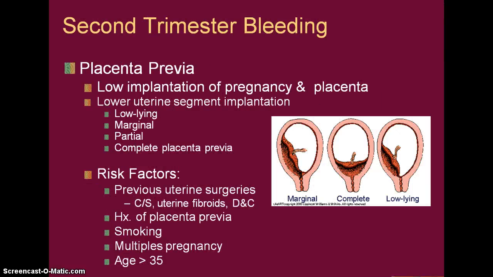In the second trimester, placenta previa is a cause of bleeding. This is a low implantation of the pregnancy and the placenta on the lower uterine segment. You see a picture here of various locations of implantation of the placenta, and risk factors for placenta previa are listed at the bottom. The low-lying placenta previa or marginal placenta previa sometimes can migrate up the wall of the uterus as the pregnancy grows. If that occurs, the woman may be able to have a successful vaginal delivery as long as the placenta is not covering the cervical os.